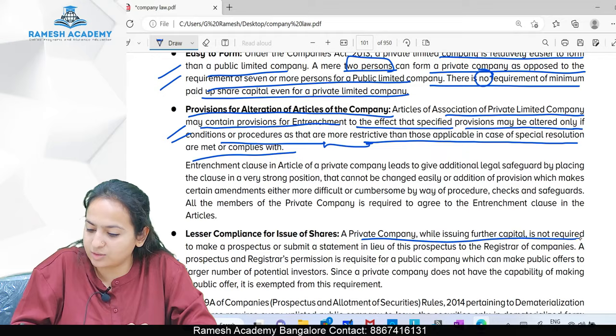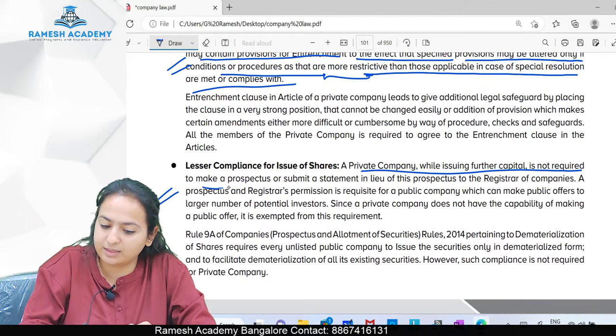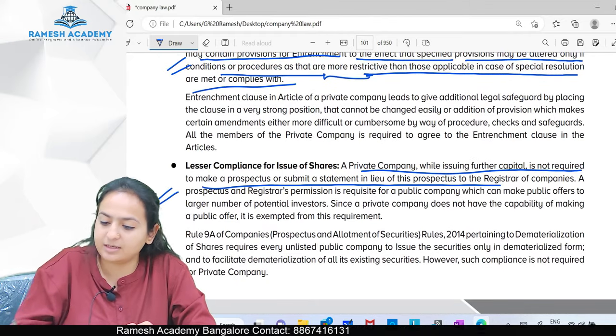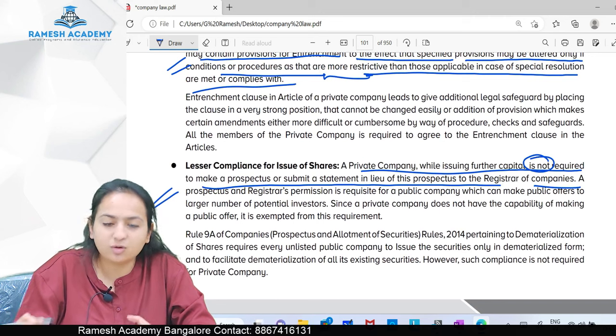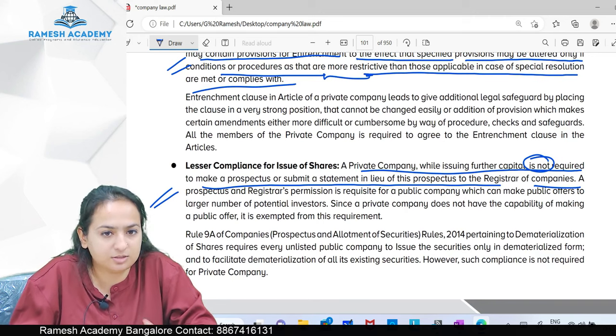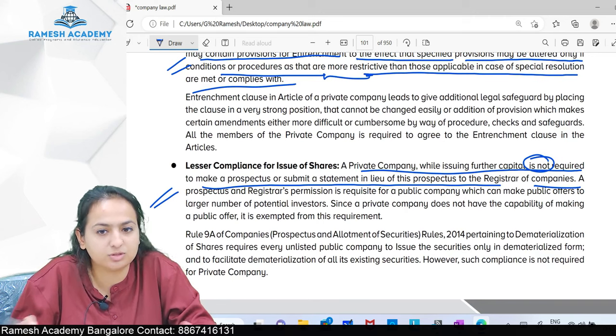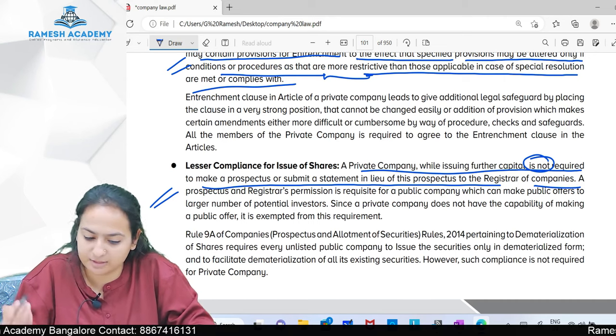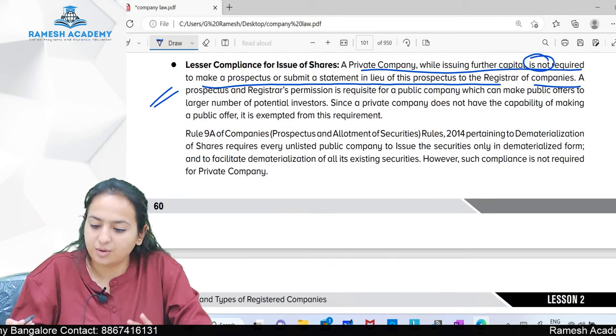A private company, while issuing further capital, is not required to make a prospectus or submit a statement to the ROC. So it does not have to issue the prospectus, because it's not inviting the shares to the public. This is also a privilege. Okay.